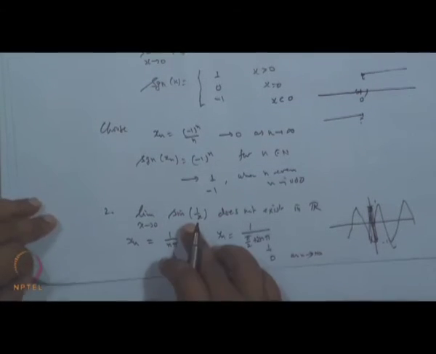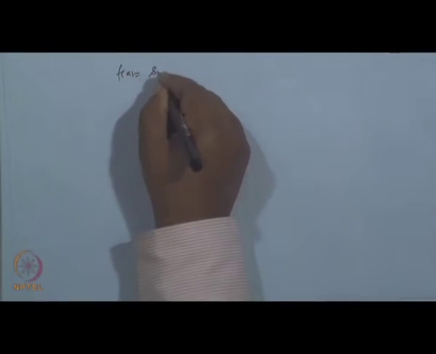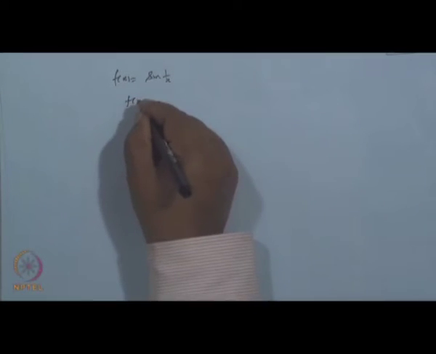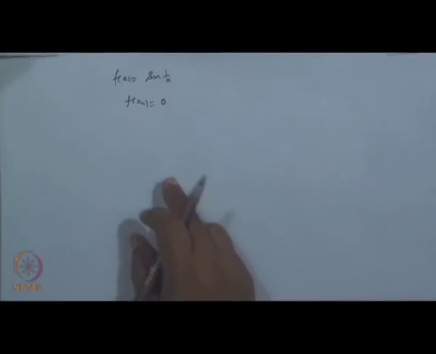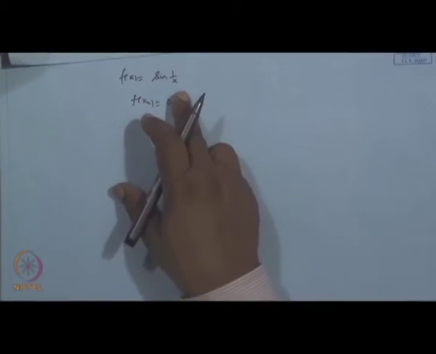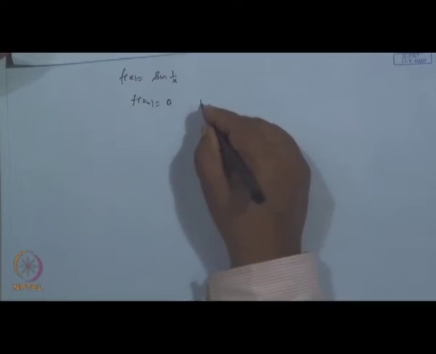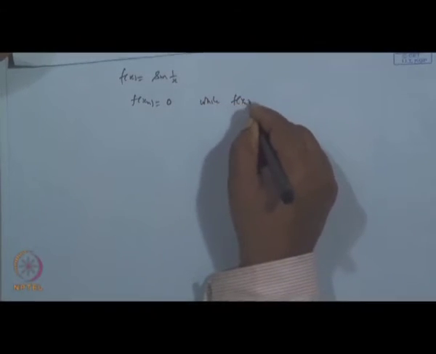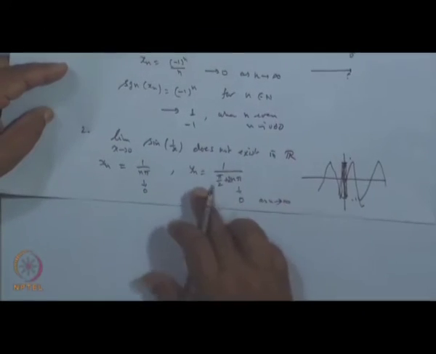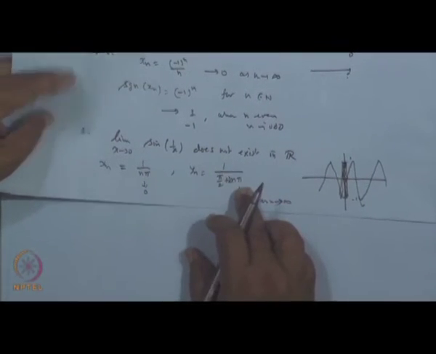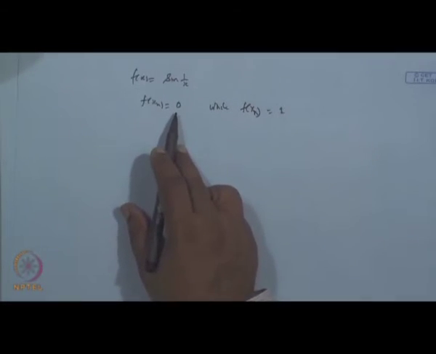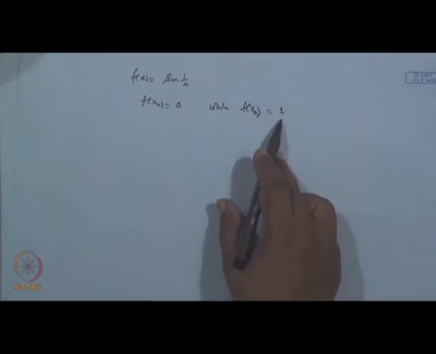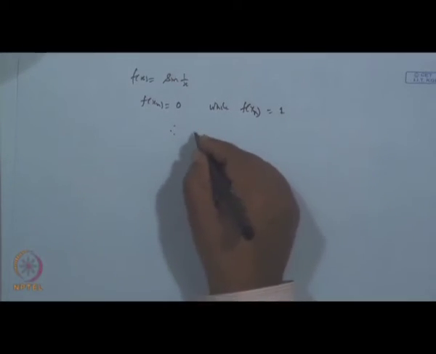Now, for this sequence, what is f of x_n? Here f of x is sin 1 by x. f of x_n is 0, because when x_n is 1 upon n pi, the corresponding value is sine of n pi, and sine of an integral multiple of pi is 0. While for y_n, this is sine of 2 n pi plus pi by 2, that is always sine pi by 2, so this will be 1. So along one sequence the limit is 0, and along another sequence the limit is 1. So it does not exist. Therefore, the limit of this does not exist.